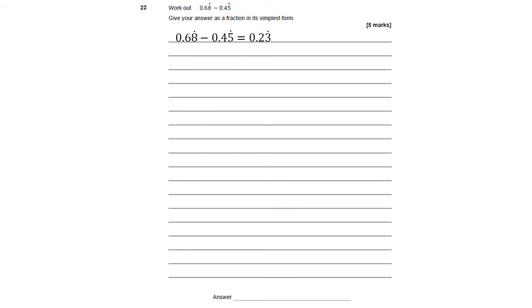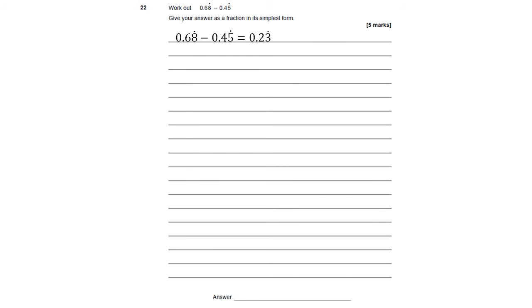If we subtract them, we can see that the 6 minus the 4 in the tenths column is going to give us a 2. Then all the columns after that are going to be an 8 minus the 5 from the second number, so we'll get a 3 recurring. So far we've got 0.23 recurring, which we need to convert into a fraction.